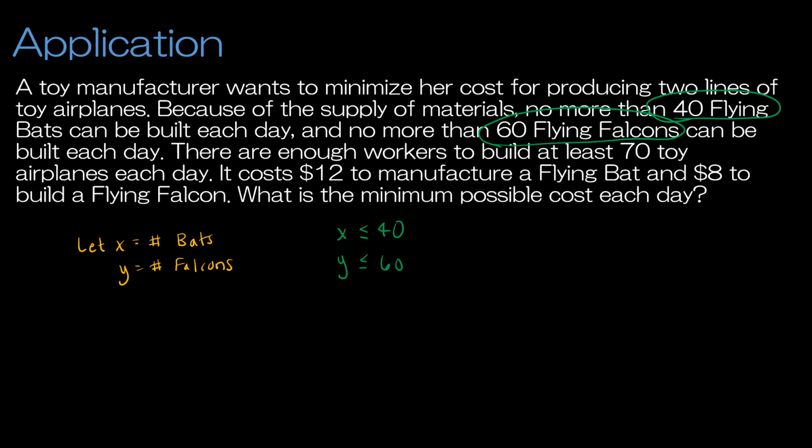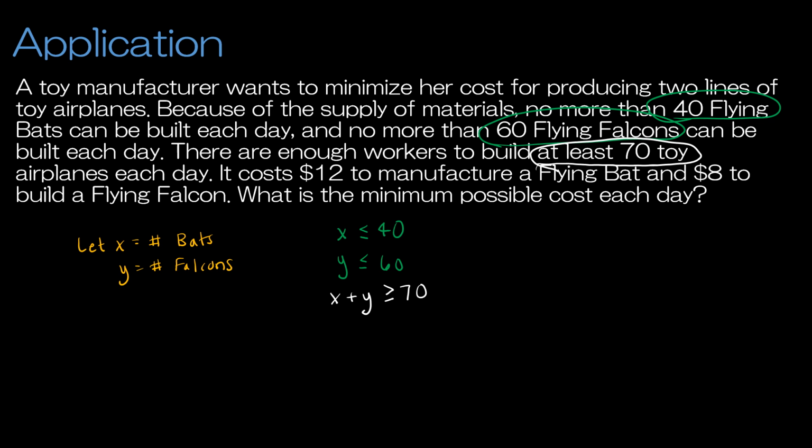There are enough workers to build at least 70 toy airplanes each day, so that's total. I'm going to go ahead and switch colors on that. At least 70 per day, which means the number of bats and the number of falcons together can be greater than or equal to 70, so 70 minimum. It costs $12 to manufacture a flying bat and $8 to build a flying falcon. What's the minimum possible cost each day?